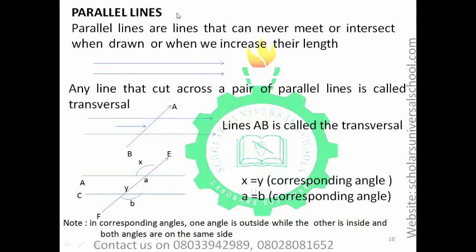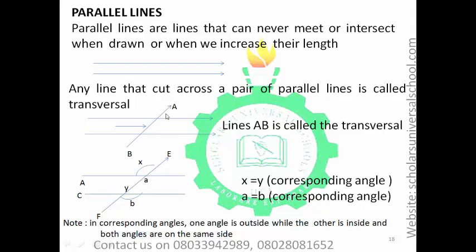We want to look at parallel lines now. Parallel lines are lines that can never meet or intersect when drawn or when we increase their length. If you draw this more than this, it can never meet, even if you increase it to make it bigger. You are increasing this, you are increasing this. It can't meet because of what? They are parallel lines. But there is a line that cuts across it.